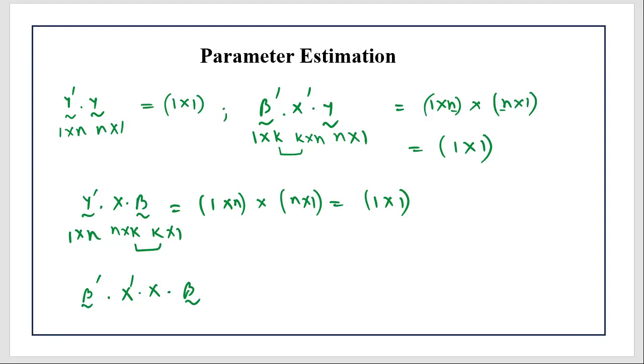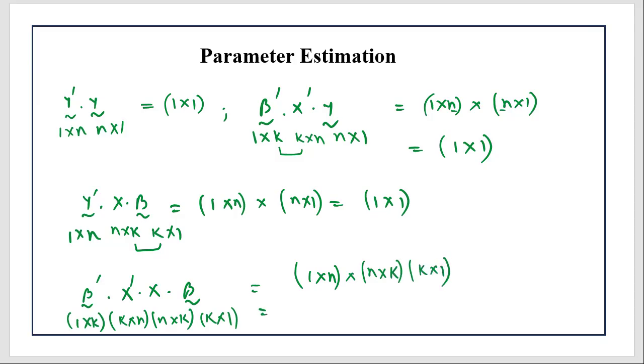So what is the dimension? Beta curl transpose: beta curl is k cross 1, so it will be 1 cross k. Then you have k cross n, then n cross k, and then you have k cross 1. So what will be the dimension here? The first two terms give 1 cross n, then n cross k and k cross 1 give 1 cross k, and the next terms give k cross 1. So it will be simply 1 cross 1.